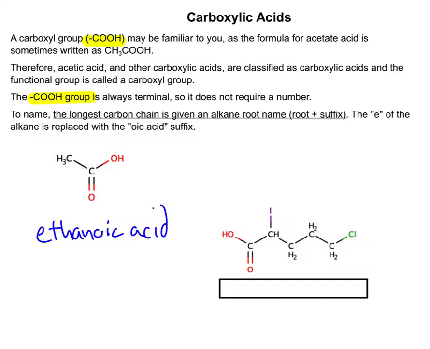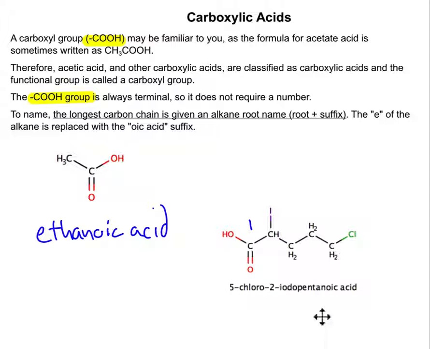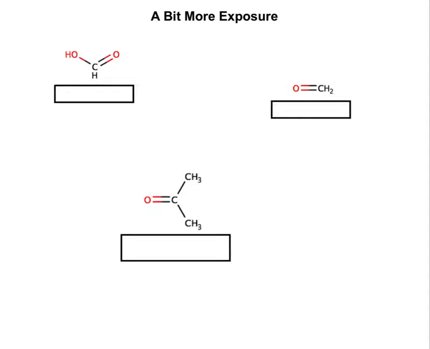So in this case we have what appears to be a relatively complicated molecule, but because we don't have to worry about numbering, because we know this is carbon 1, we can just basically sort it all out by looking at carbon 1. So on carbon 1 we have our carboxyl group, carbon 2 we have an iodo group, an iodine, carbon 5, 1, 2, 3, 4, 5, we have a chloro group. We'd list those halogens alphabetically, so 5-chloro-2-iodopentanoic acid, 5 carbon carboxylic acid, pentanoic acid.